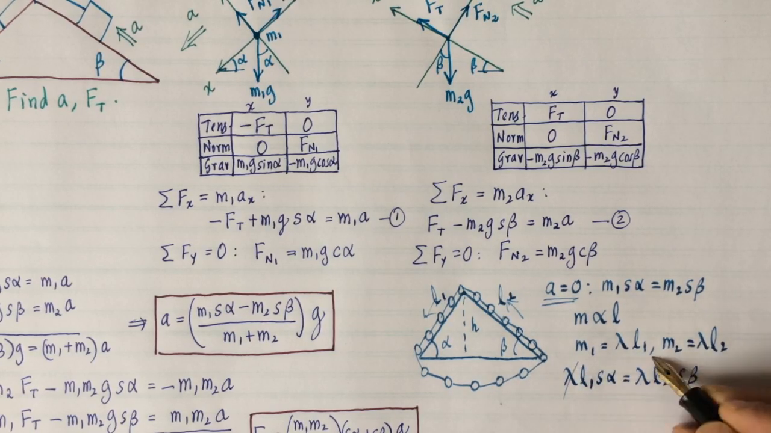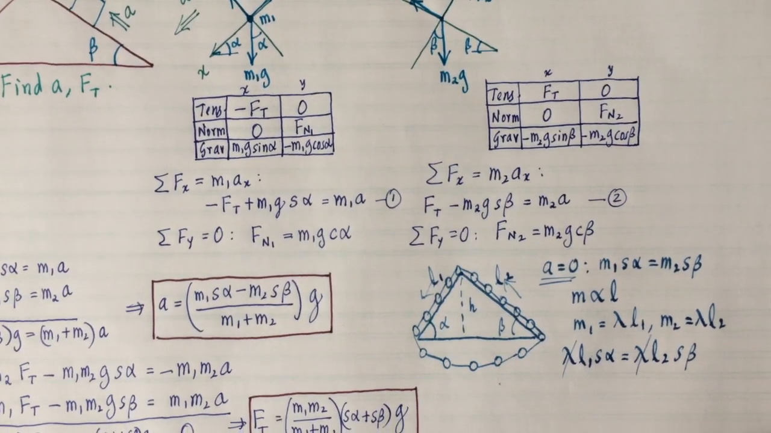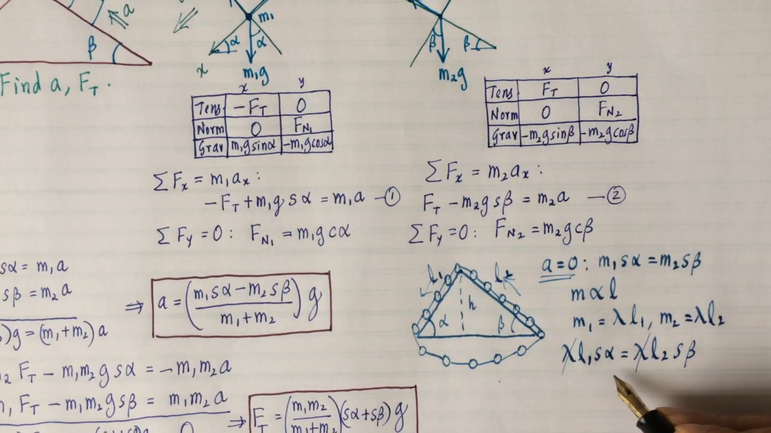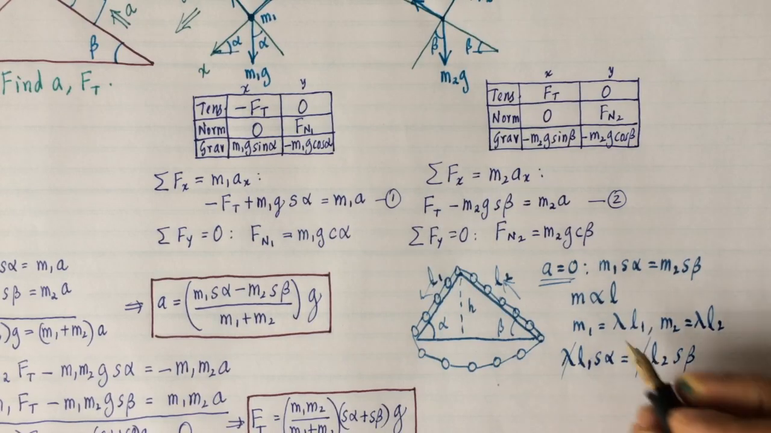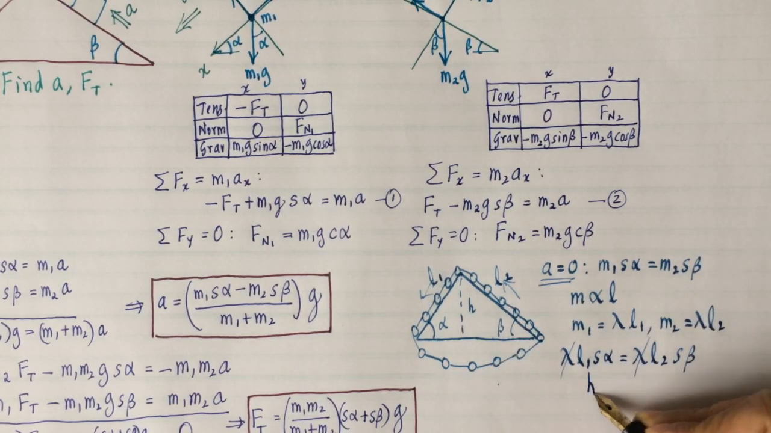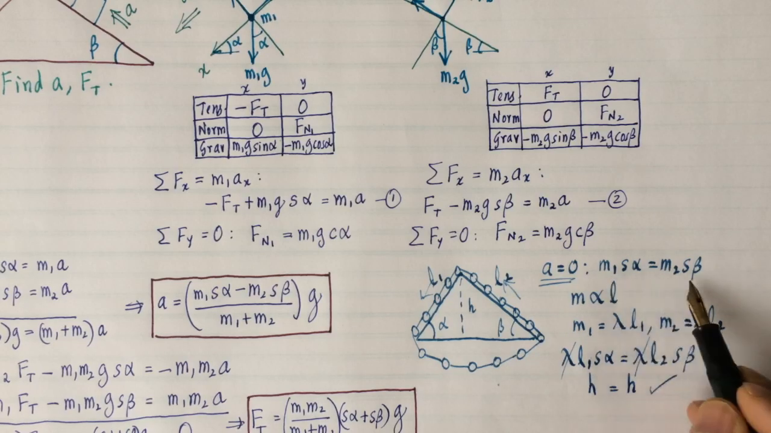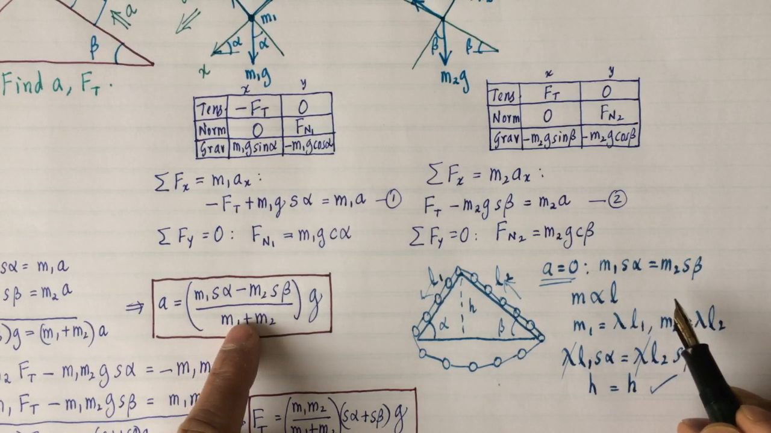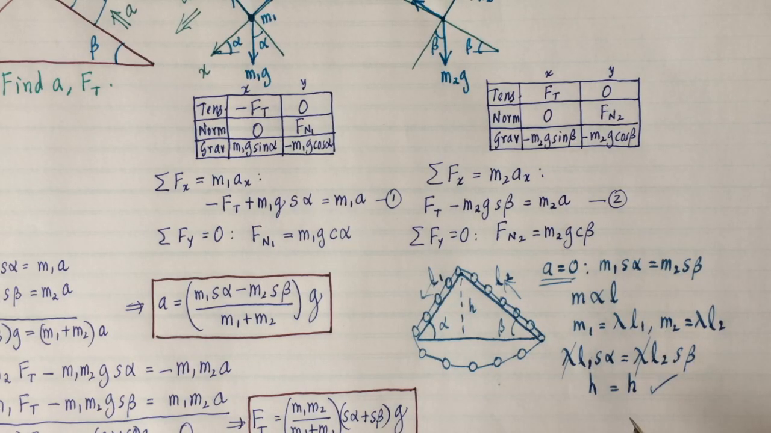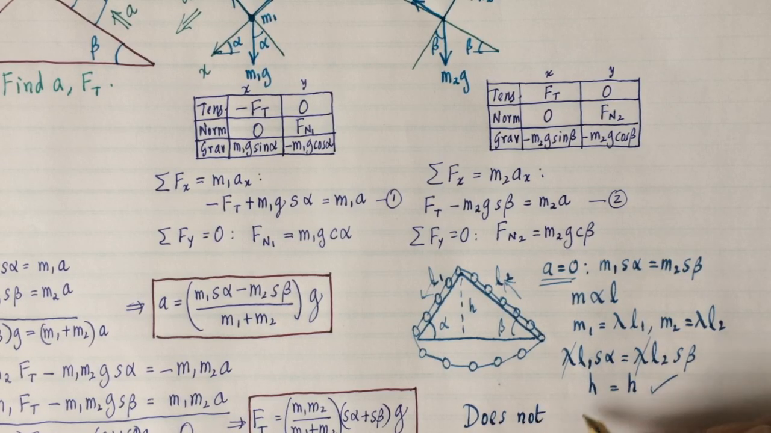The lambda term cancels. It's just a proportionality constant, and I get L1 sine alpha is equal to L2 sine beta. But L1 sine alpha is just a height. Height equals height, and that's obviously true in this case. So in this particular case, because L1 sine alpha is the same as L2 sine beta, multiplying it by lambda, you're going to get this condition, and that's precisely the condition for 0 acceleration. So there's going to be no acceleration, and therefore it does not begin moving.